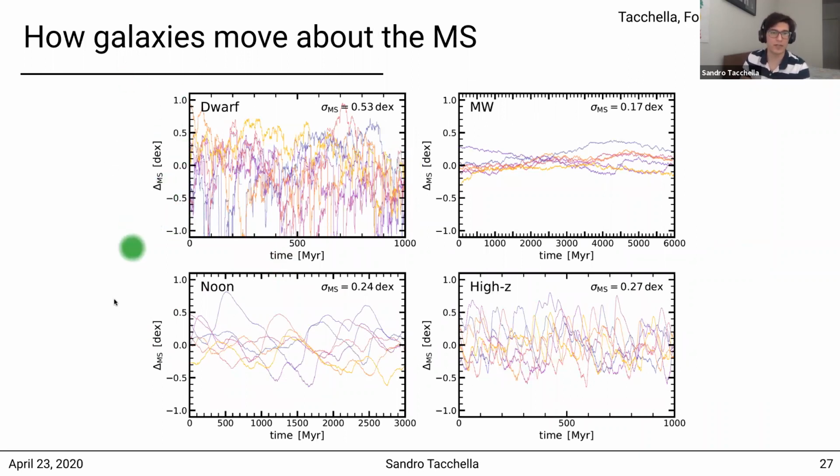Now you can look at these different galaxy regimes and look at things such as the distance from the star forming main sequence. How do galaxies evolve about the main sequence? Not too surprisingly, you can see that in the dwarf regime, galaxies move all over the place. With time, they move up and down the main sequence very significantly, whereas in something like a Milky Way case, galaxies move much more smoothly around the main sequence.